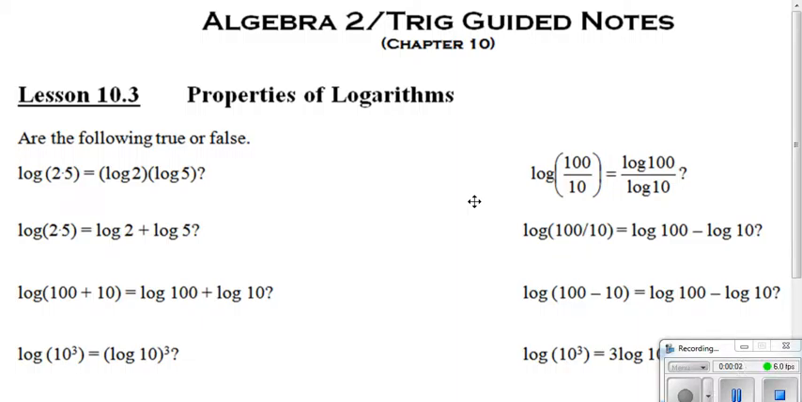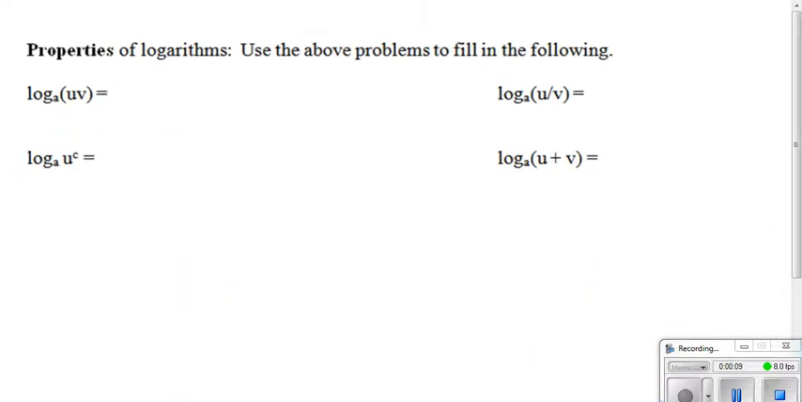Lesson 10.3 is going to be all about the properties of logarithms. Now before we go on to true and false questions, let's just look exactly at what some of these properties are. So if we have log base a of u times v, we can break it apart into two logarithms added together, as long as they have the same base. So it would be log base a of u plus log base a of v. So essentially this multiplication breaks apart into addition.